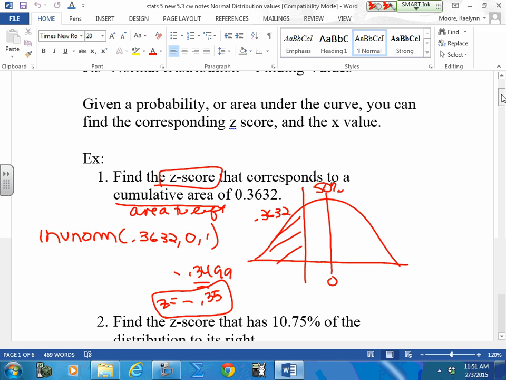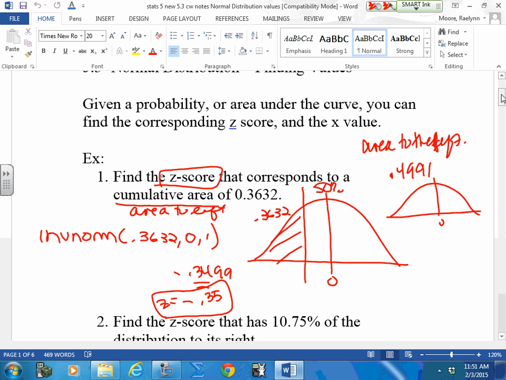Let's say I know it's less than 50%, so I look in my negative section, I find in here between 0.362 and 0.3632, and I extrapolate my z-score. But sometimes you won't find the exact value. For instance, say I want the area to the left to be 0.4991. I want the z-score.